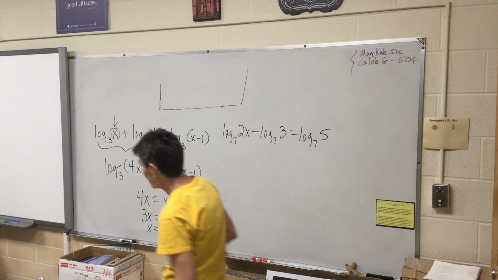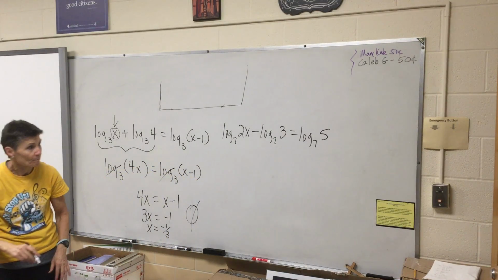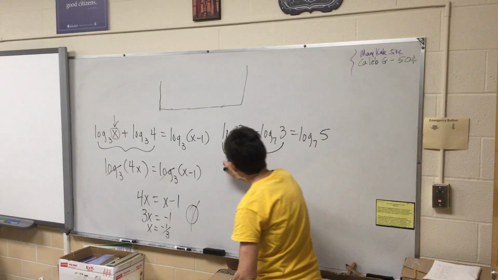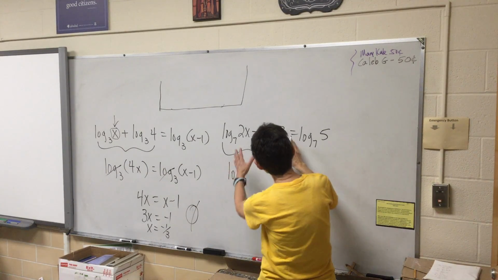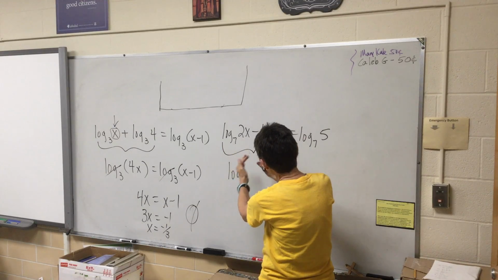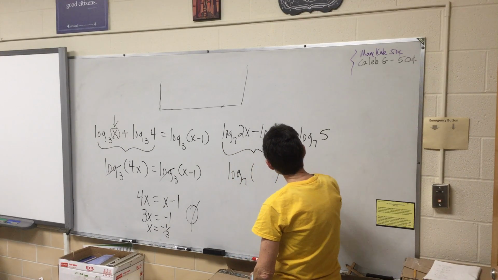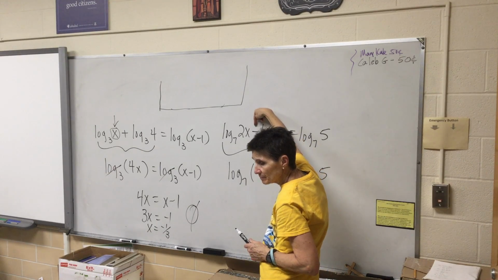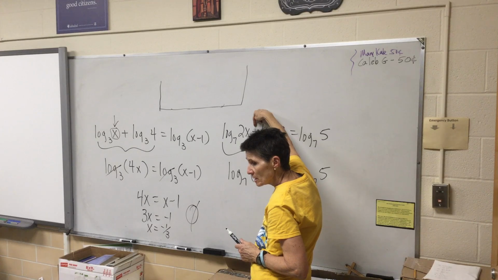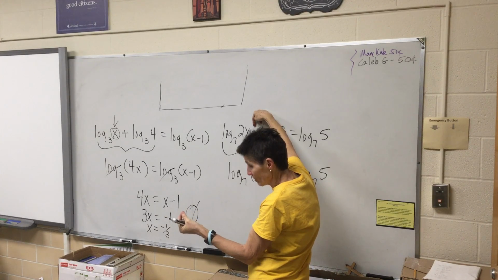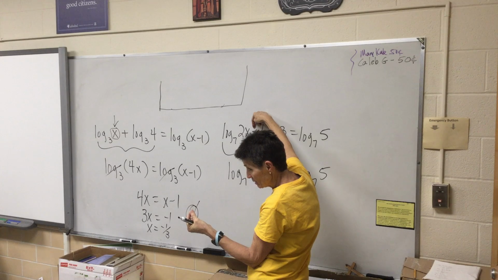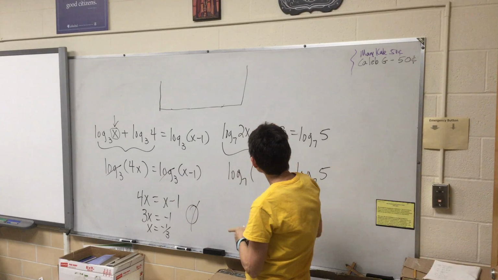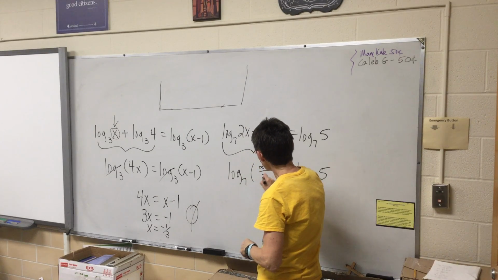Okay, Jada, I want you to look carefully at this one. It's a little bit different. We have the same problem. These have got to go together. So you can't have these two on the same side. They've got to go together. But this time, Jada and everybody else, this is a minus. So when I put them together, what's going to happen? Division. Exactly. This is going to be 2x divided by 3.